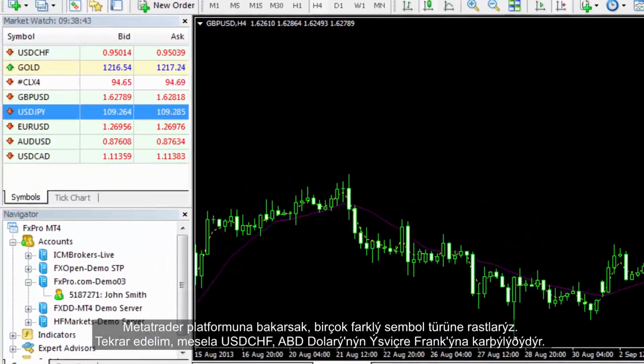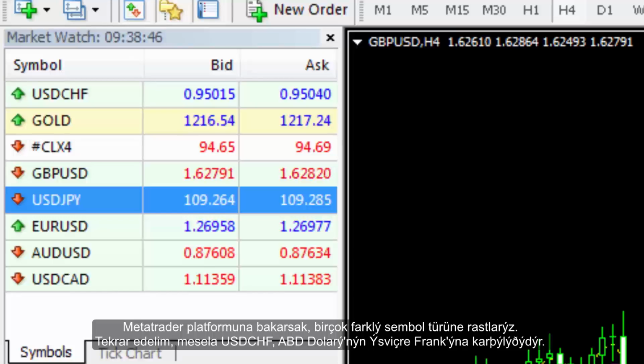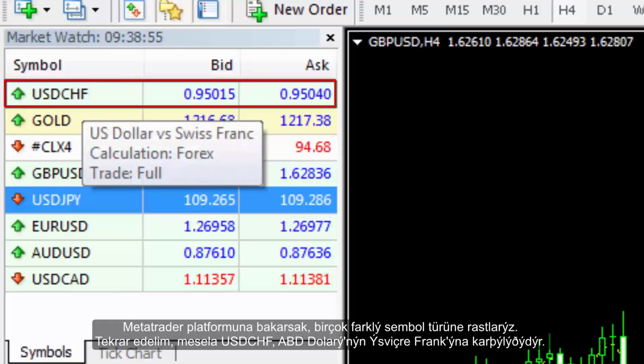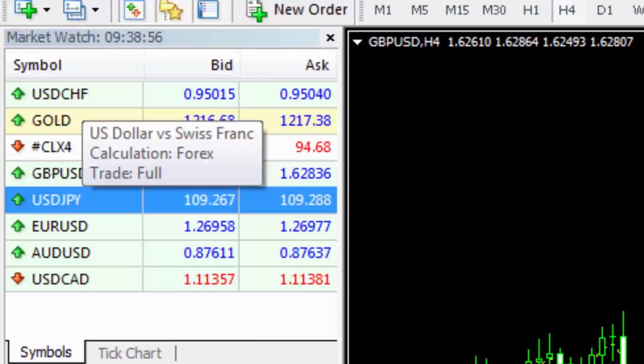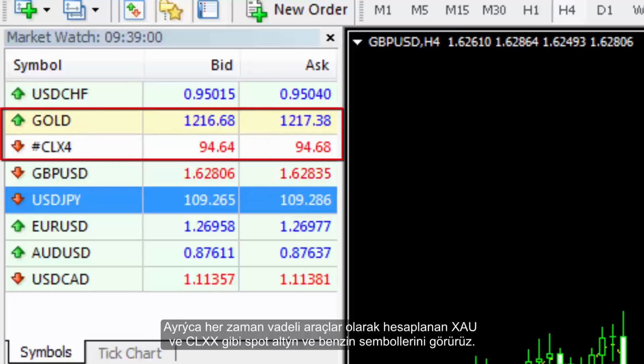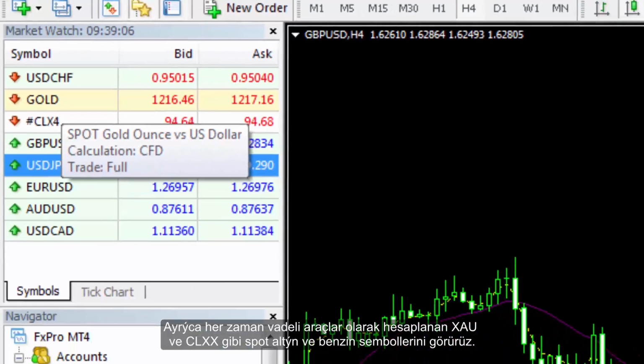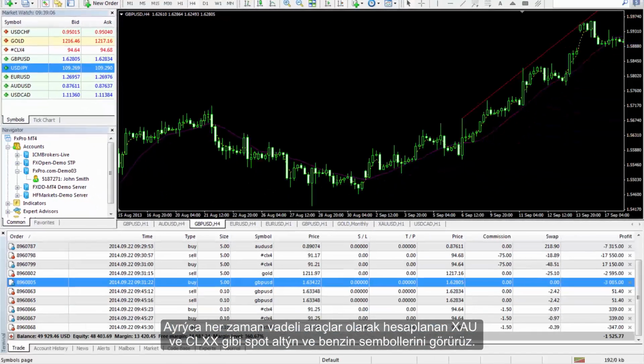If we look at the MetaTrader platform, we will see many different types of symbols. Again, for example, USD CHF is the US dollar against the Swiss franc. You will also see a spot gold and oil symbols, such as XAU and CLXX, which are always calculated as future instruments.